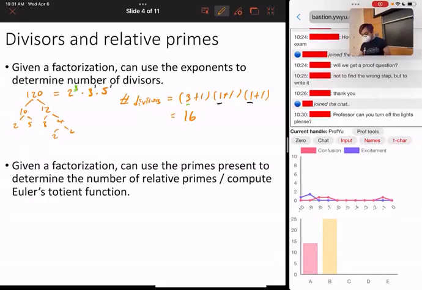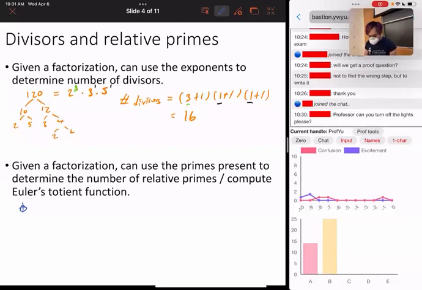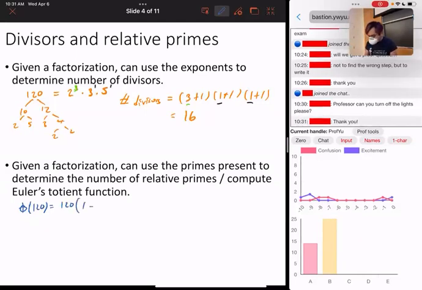Okay, and the other thing is, given a factorization, you can use the primes that are present to determine the number of relative primes, to compute the phi function, which is something that you all should be pretty familiar with now as well. So for example, phi of 120 is going to be equal to 120 times 1 minus 1/2 times 1 minus 1/3 times 1 minus 1/5, because the primes present are 2, 3, and 5. There are a couple ways you can write this out. However you solve it, you're going to get the answer. One way of doing it is to do each piece at a time. So this piece here is 60.